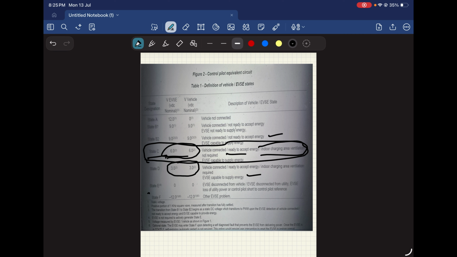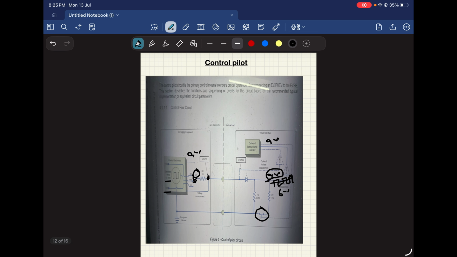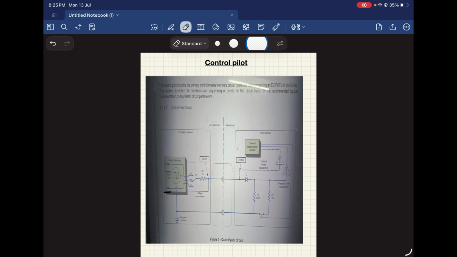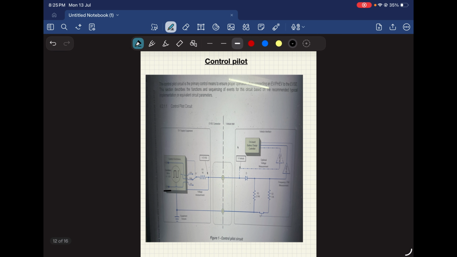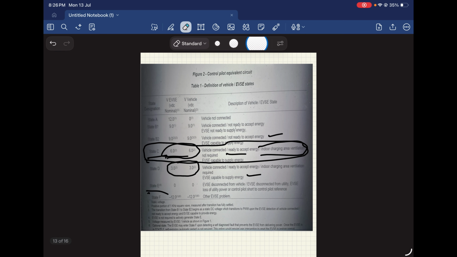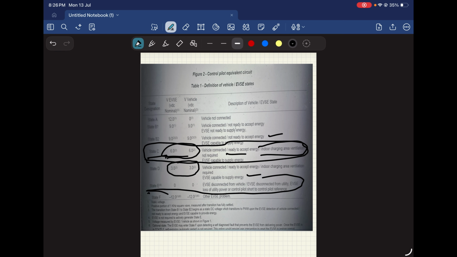Next, in state E, if 0 volts is generated here, it means internally this pin is shorted to ground, so it generates 0 volts. This is state E. State E means the EVSE is disconnected from the vehicle, the EVSE is disconnected from the utility, the EVSE lost the utility, or the control pilot is shorted to ground or shorted to the control pilot reference.